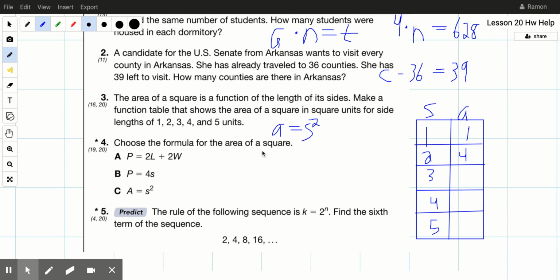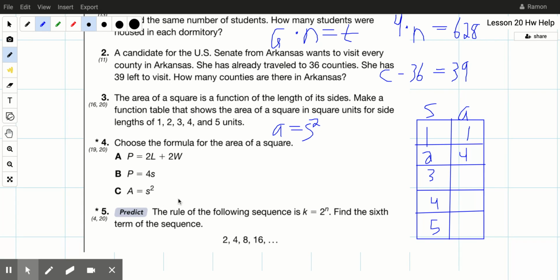Number 4, choose the formula for the area of a square. So these two are for perimeter, which leaves C as the only one that's going to be for area. Although A tells us about the perimeter of a rectangle, B is actually very closely related to A, but this is for the perimeter of a square, where remember that a square has the side times the side, which is side squared.